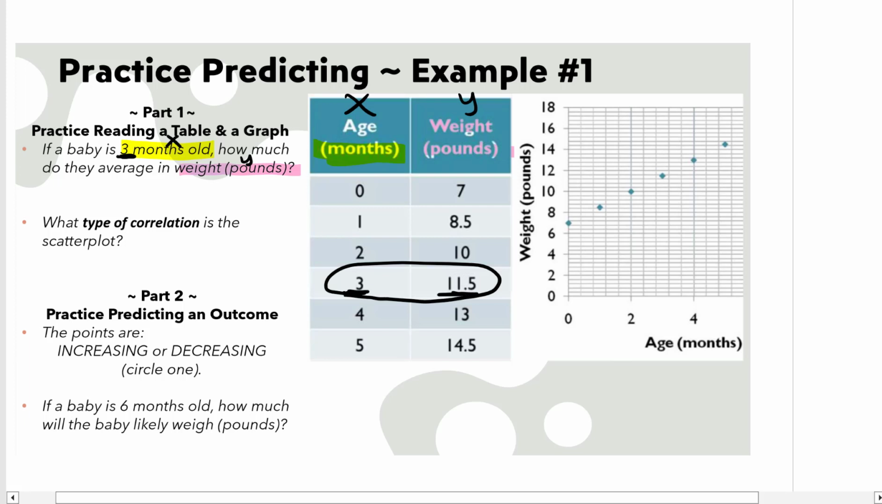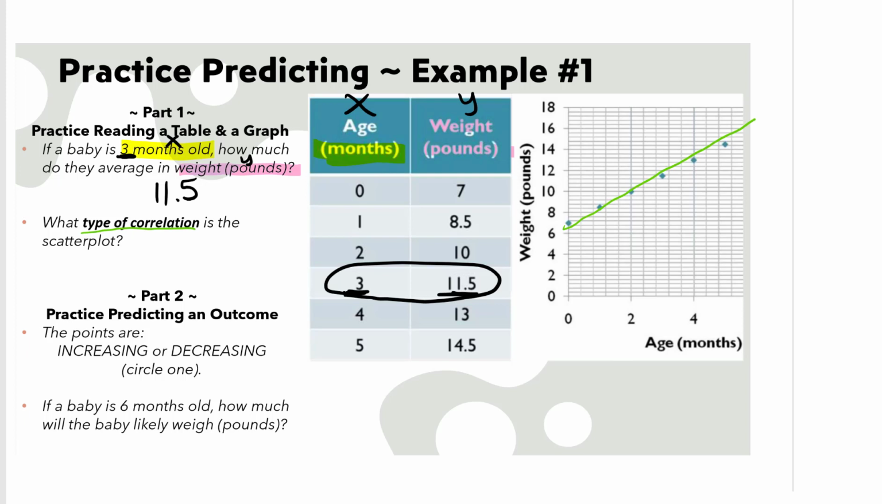11.5 for their weight. The next question is, what type of correlation is the scatter plot? So the type of correlation, is it positive, negative, or no correlation? The answer is positive correlation.